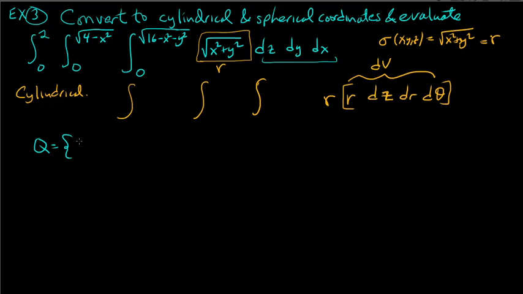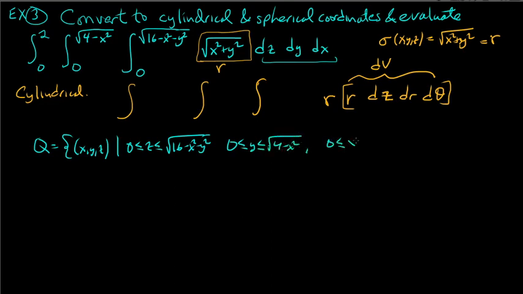Well, let's do it in rectangular first, because that's the way it's given, right? So z just goes from 0 to the square root of 16 minus x squared minus y squared. y goes from 0 to the square root of 4 minus x squared, and x goes from 0 to 2.